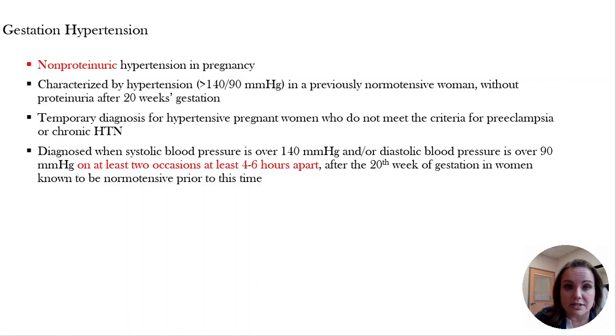For a diagnosis of gestational hypertension, you need 2 blood pressures. So blood pressures that are over 140/90 on at least 2 occasions, 4 to 6 hours apart. Okay, so we don't just check a blood pressure once and diagnose it. We need 2 different occasions, at least 4 to 6 hours apart, with a blood pressure over 140/90.